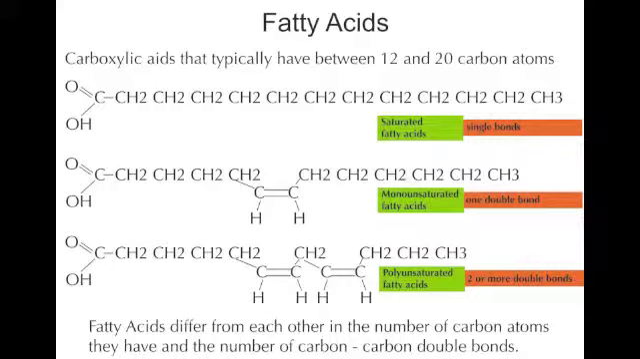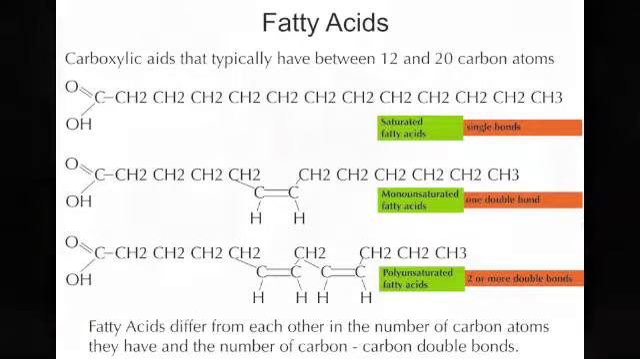Butter and olive oil both contain fatty acids, which are carboxylic acids that typically contain between 12 and 20 carbon atoms. Fatty acids differ from each other by the number of carbon atoms they contain and in their number of carbon-carbon double bonds. Saturated fatty acids have only single bonds. Monounsaturated fatty acids have one double bond. Polyunsaturated fatty acids have two or more double bonds.